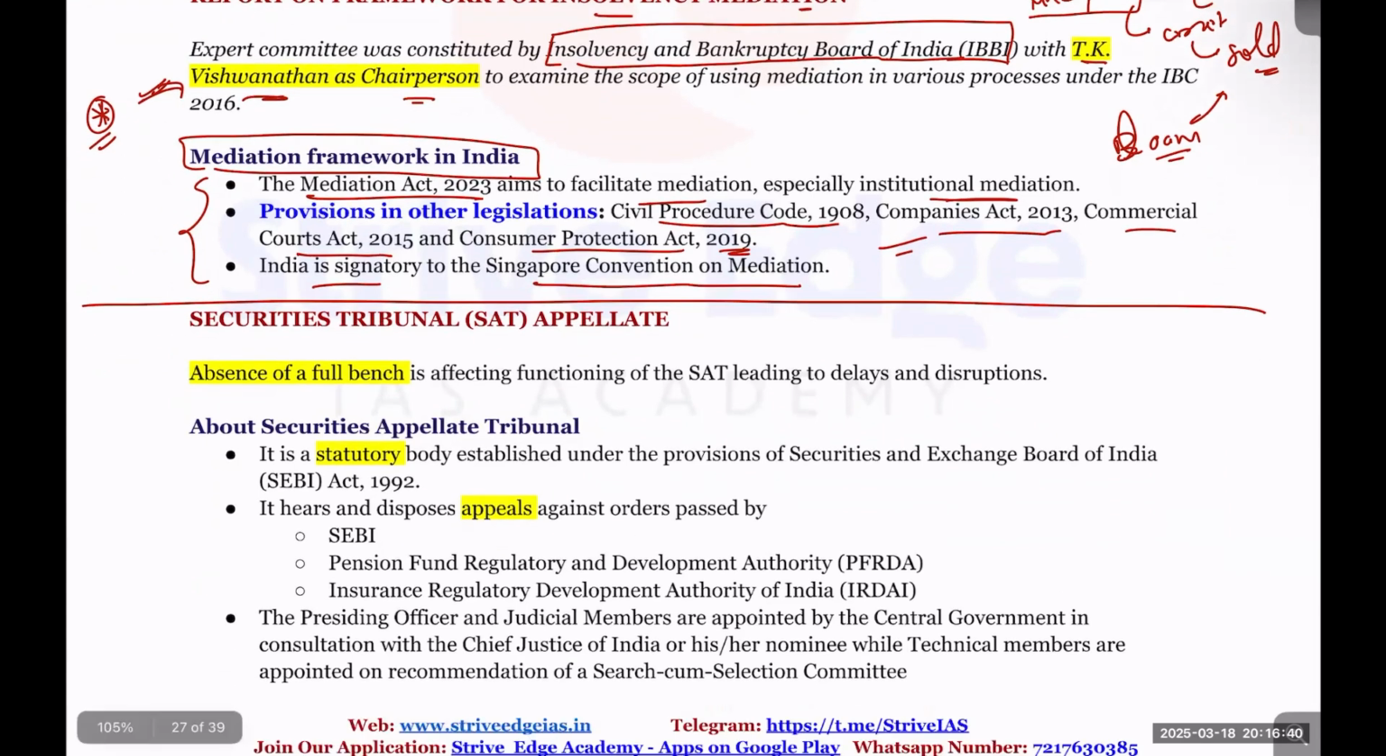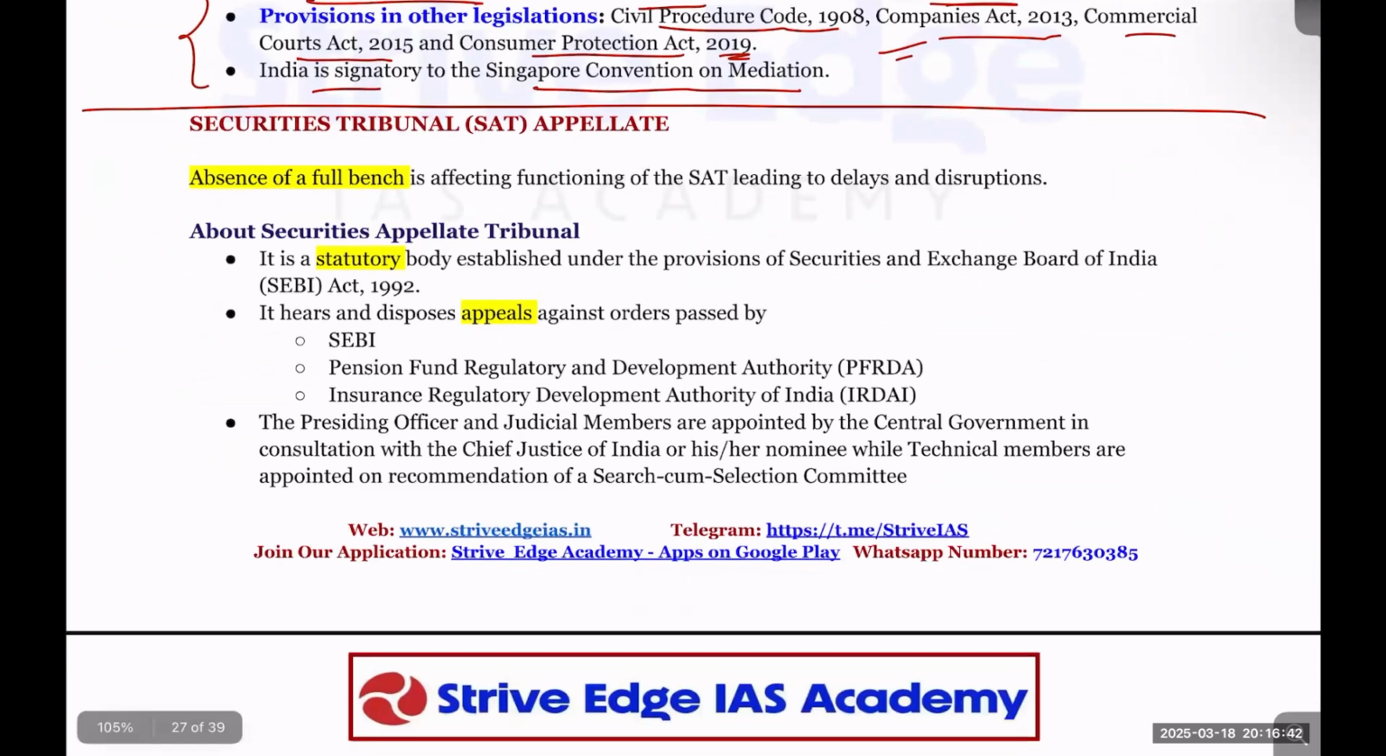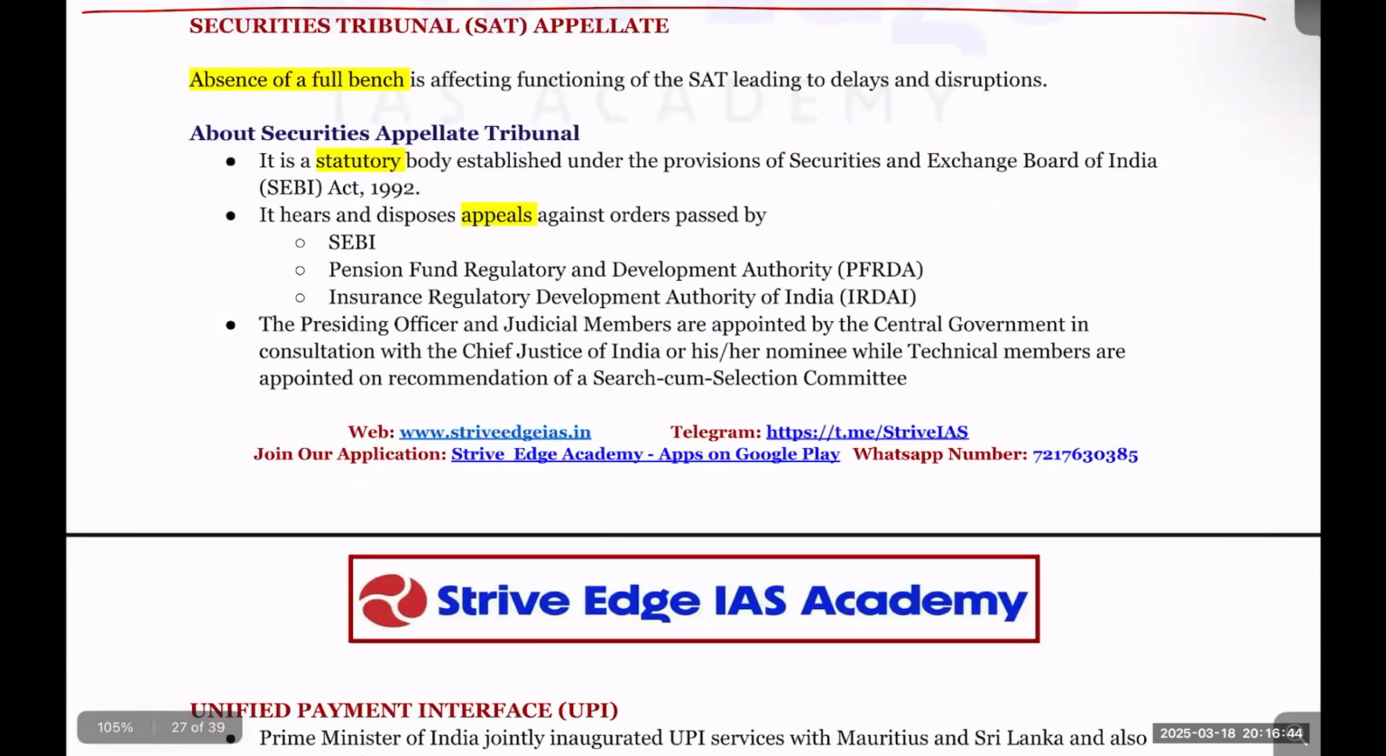Now, moving to the next topic, Securities Appellate Tribunal. Okay, SAT. What is this appellate tribunal? It is a quasi-judicial body, which you must have already read in your polity. Okay, what are quasi-judicial bodies and who are the quasi-judicial bodies? What are their functions? Okay, what are their limitations? Those are some of the things that you may have already read in your polity.